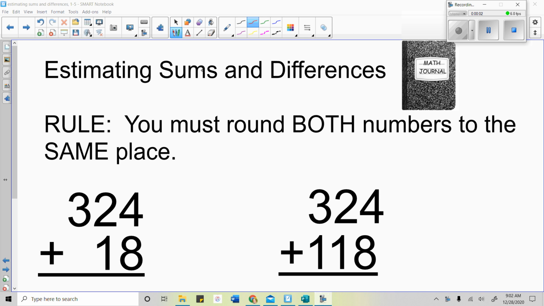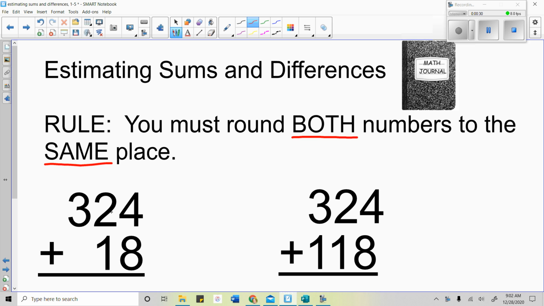Today we will be going over estimating sums and differences. So that means estimating addition and subtraction problems. When we have our four operations, addition, subtraction, multiplication, and division, they have different sets of estimation rules depending on the operation. Now the rule when you are adding and subtracting is you must round both numbers to the same place. So both numbers have to go to the same place.